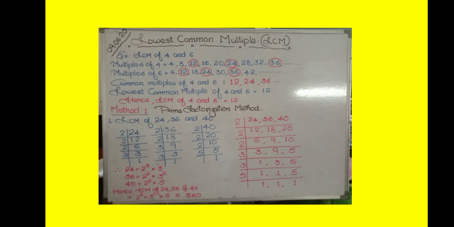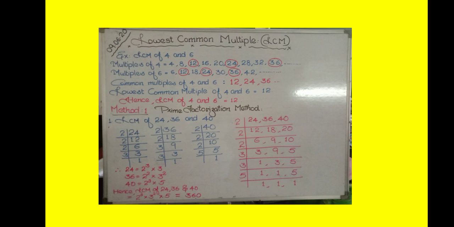Same with 36, as well as 40 also we have prime factorized and we get 36 is equal to 2 raised to the power 2 into 3 raised to the power 2, and 40 will be equal to 2 raised to the power 3 into 5.